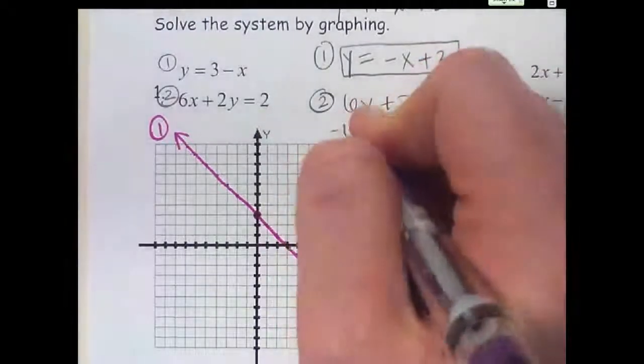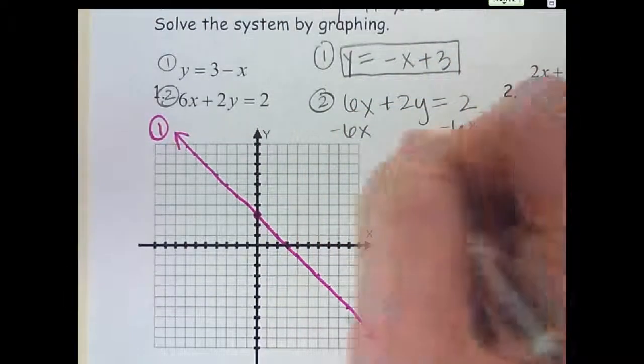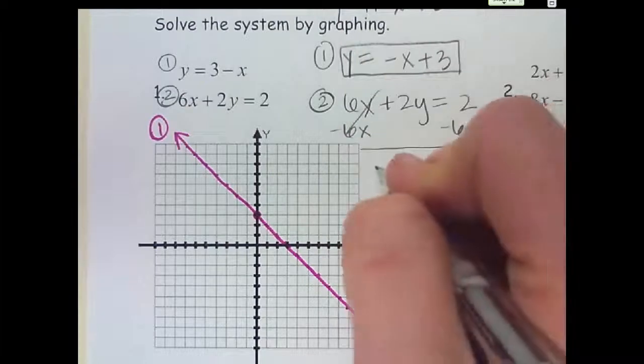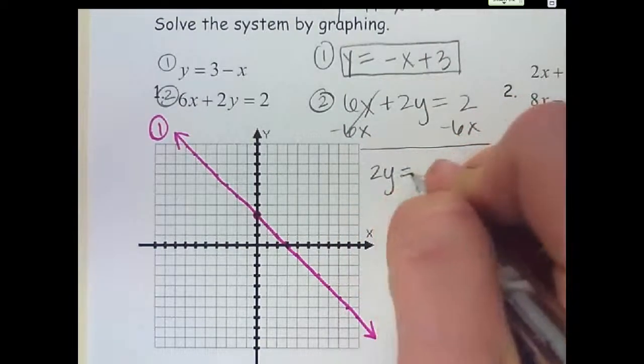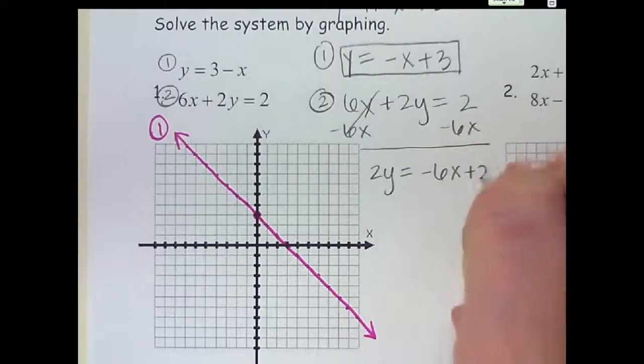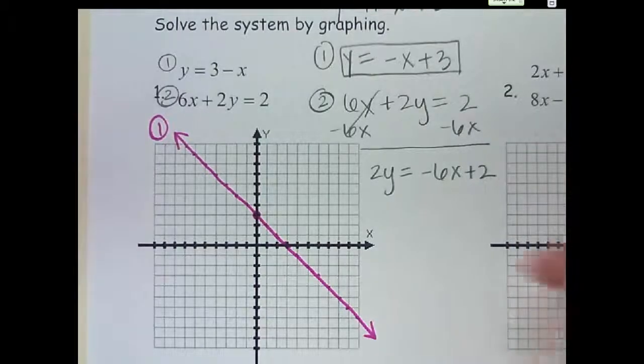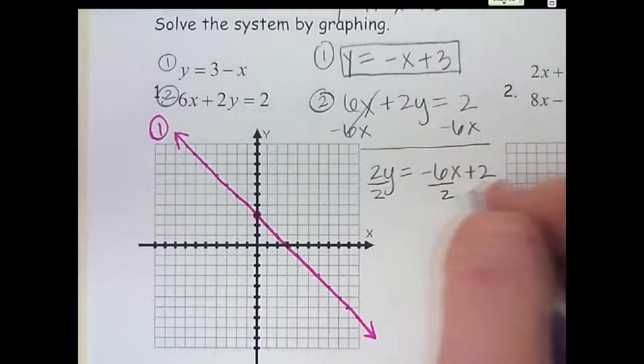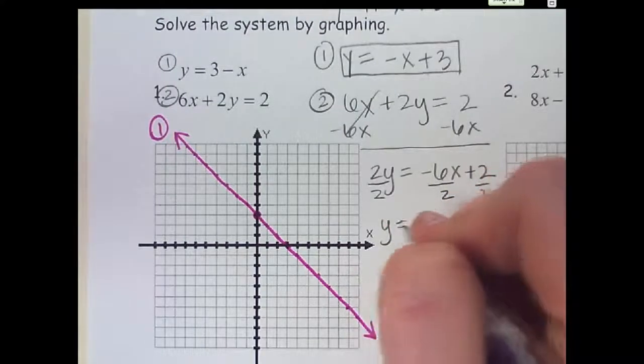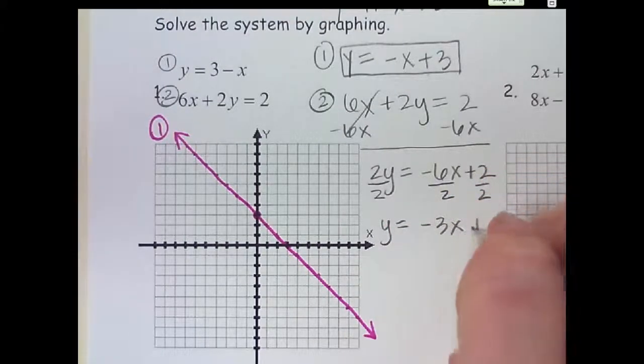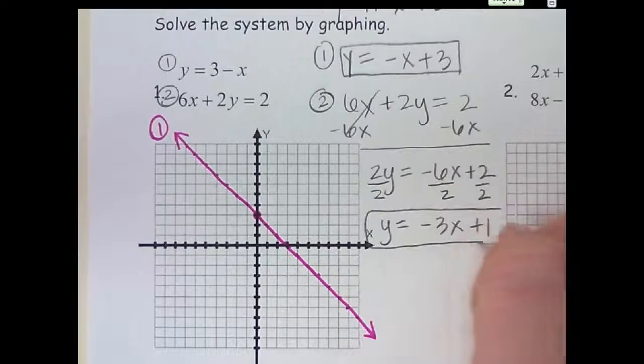Subtract. Good. Subtract 6x. So that's gone. 2y equals negative 6x plus 2. Perfect. Divide by 2 on everything. So y equals negative 3x plus 1. And I'll box that.